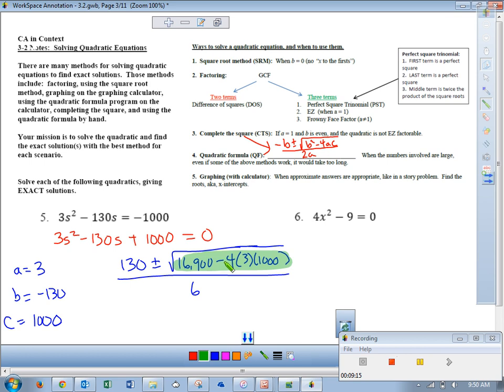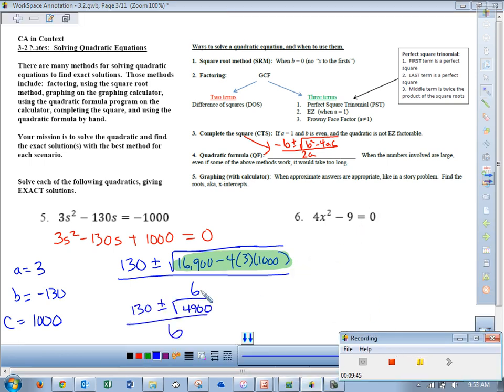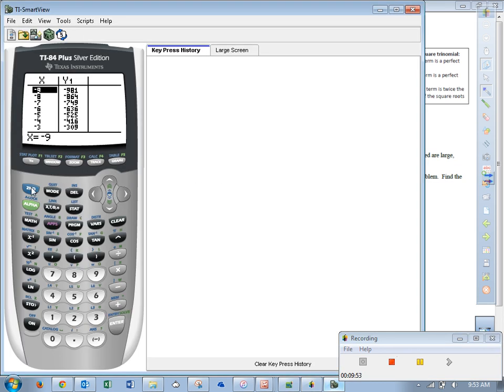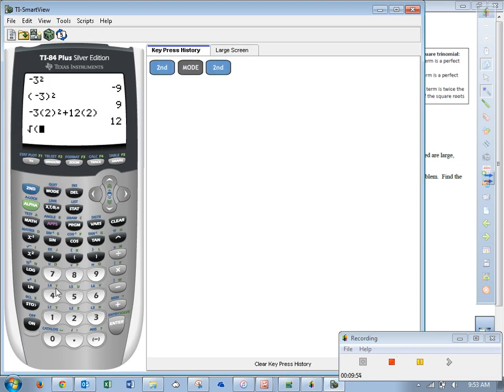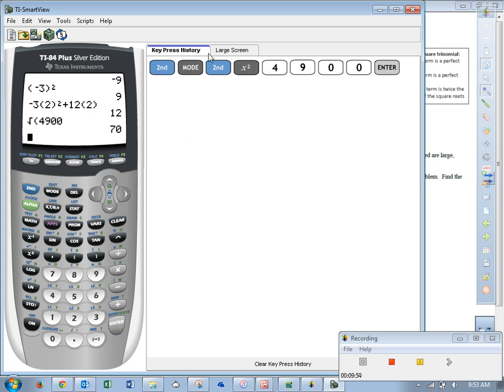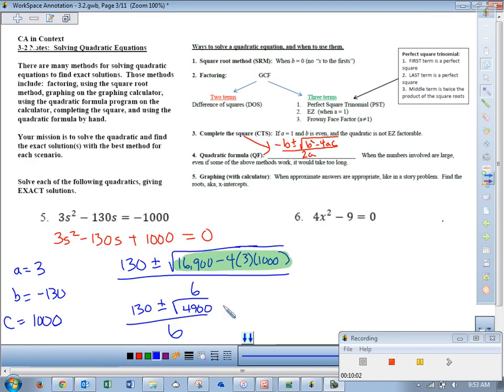What's 16,900 minus 4 times 3 times 1,000 while I open my calculator. That comes out to be 4,900. Is that correct? Let's see if that's a perfect square. I'll bet you that it is. Take the square root of 4,900. Is that a perfect square? Did you get 70 for that? Nice. What that means if the discriminant is a perfect square, that this was factorable in the first place. But no way in the world would I really want to factor that. It's too large a number, but it could have been done.